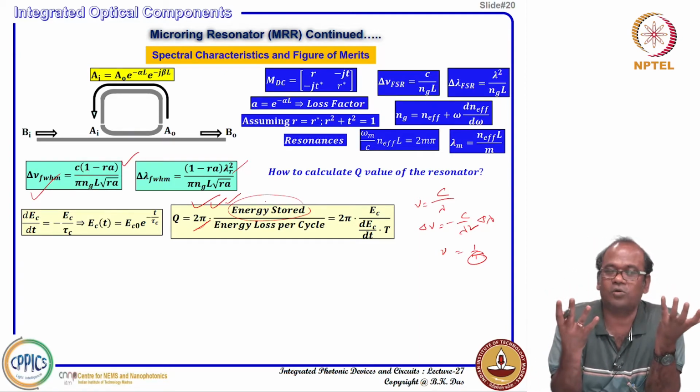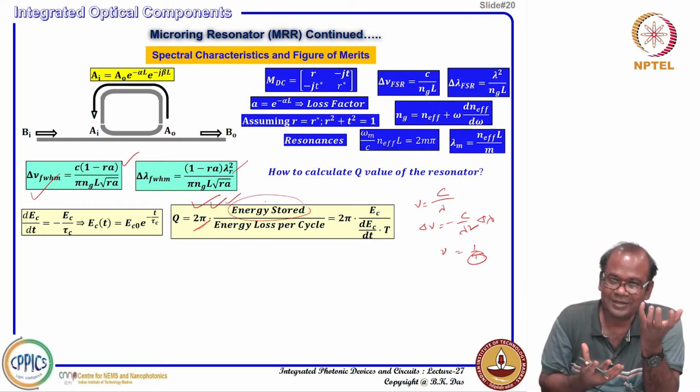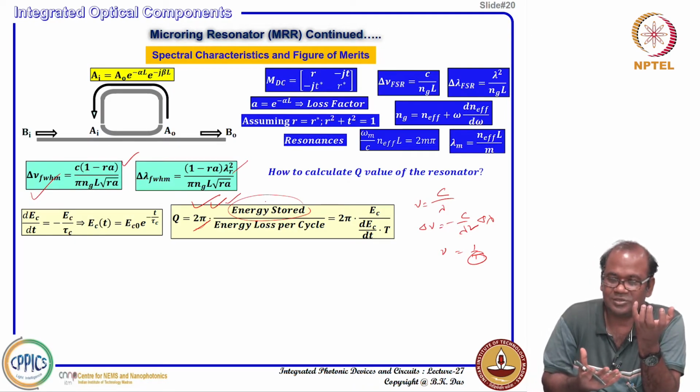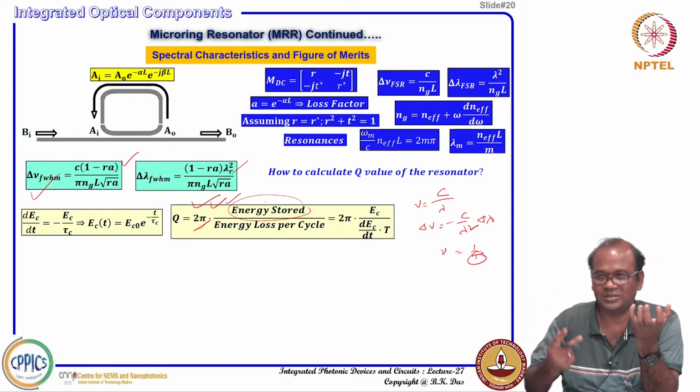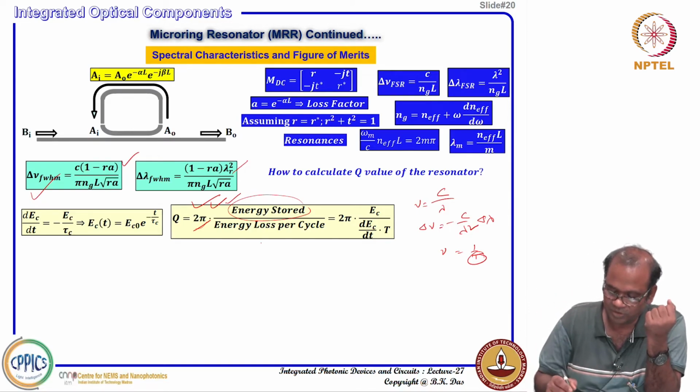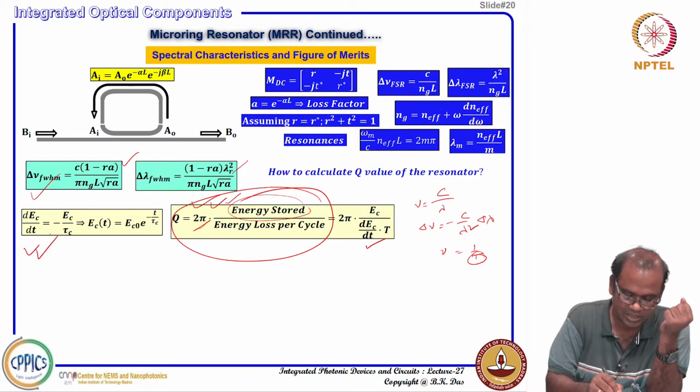Ultimately, you take the ratio of the energy stored to how much loss is happening, where the loss is considered over a certain time, that is per cycle. Per cycle, how much energy is getting lost. So, this is what we define as the Q value. We just keep this in mind, and we will come to that point later after understanding this.